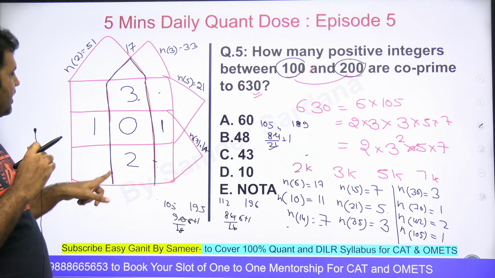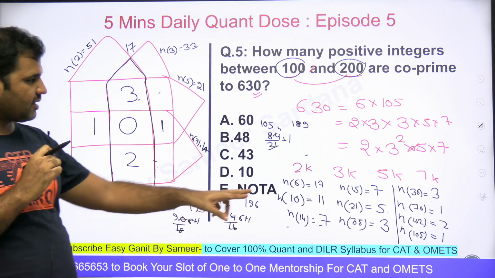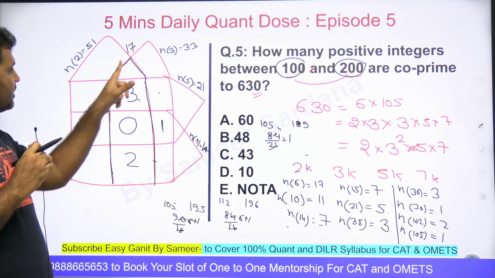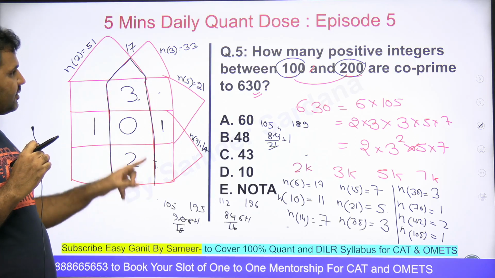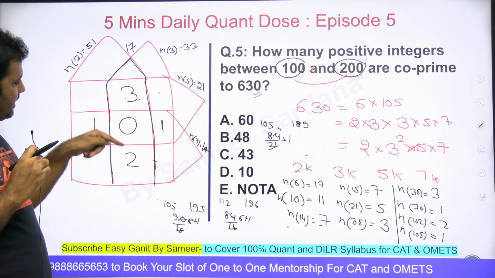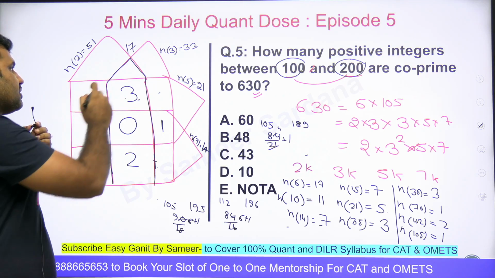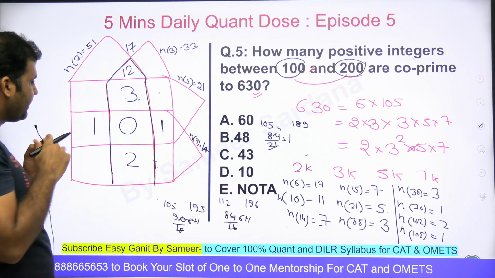Now look at it, guys. This whole region, this complete region is 3, 5. 3 plus 2, 5 हो गया. So this number has to be 12, right?